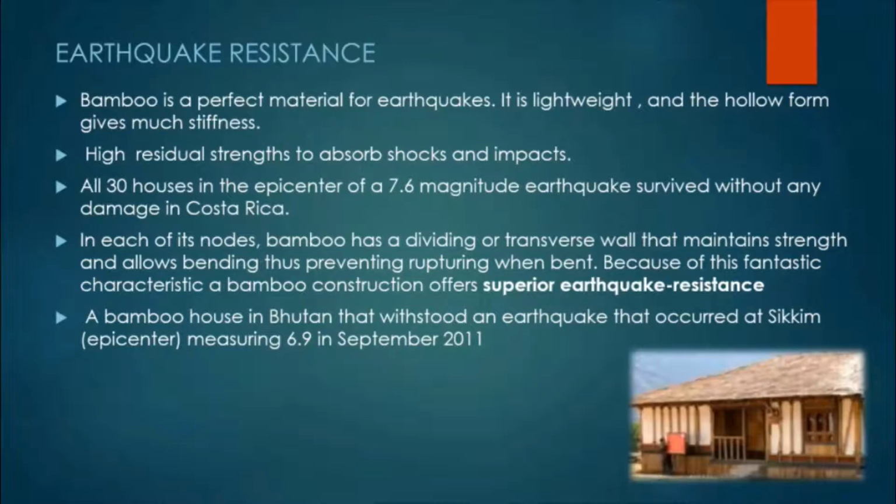All 30 houses in the epicenter of a 7.6 magnitude earthquake survived without any damage in Costa Rica. The houses in Costa Rica, made of bamboo, withstood an earthquake which measured an intensity of 7.6 magnitude. In each of its nodes, bamboo has a dividing or transverse wall that maintains strength and allows bending, thus preventing rupturing when bent. Because of this fantastic characteristic, a bamboo construction offers superior earthquake resistance.